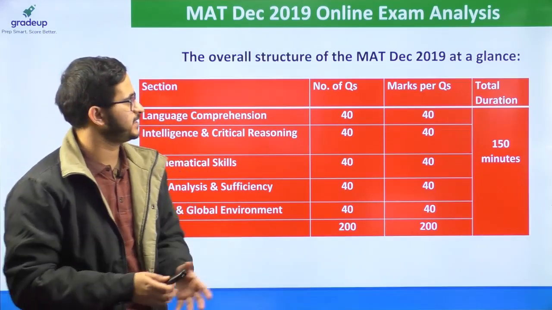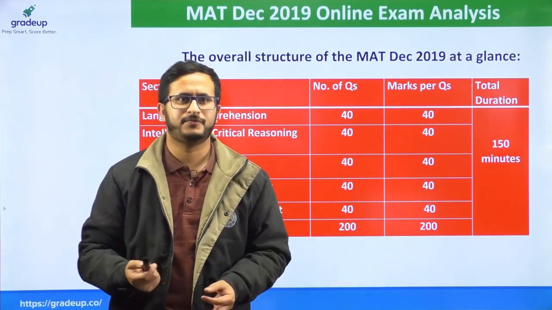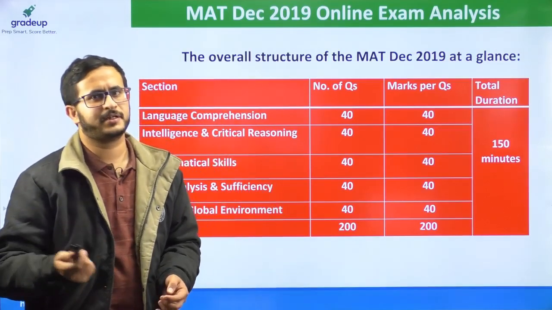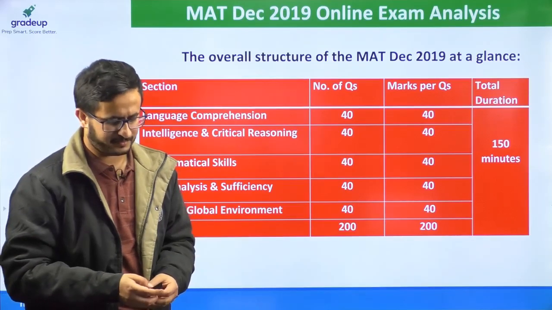Each of the sections had 40 questions, 1 mark each, and there was a negative marking of 1/4 for every wrong attempt.